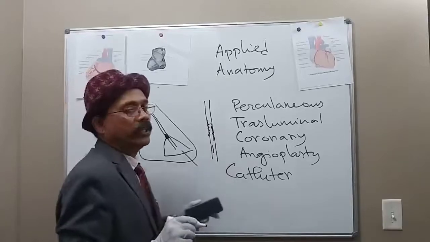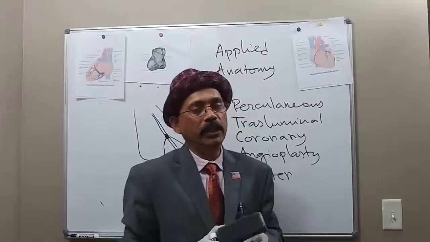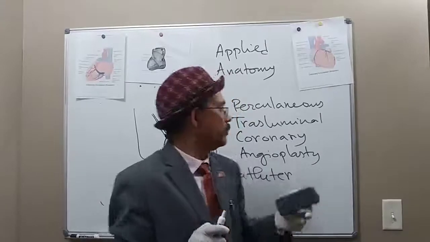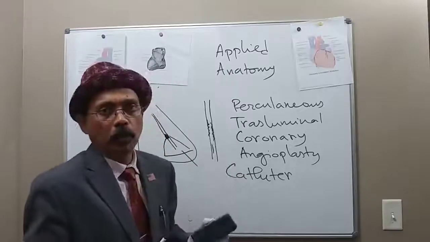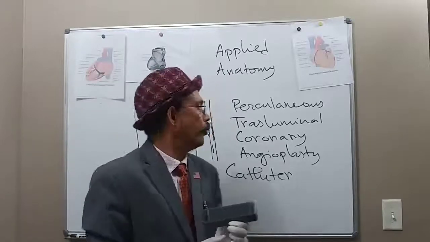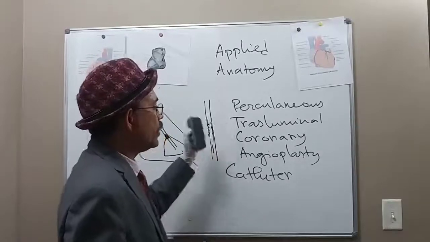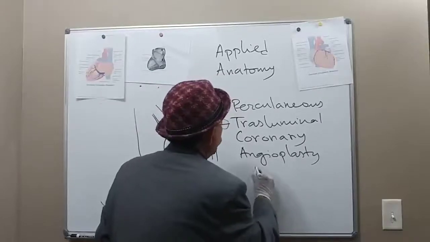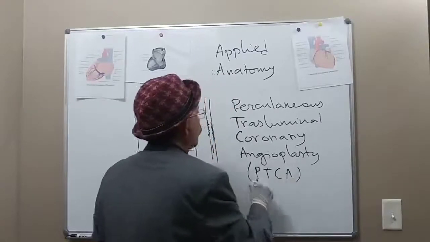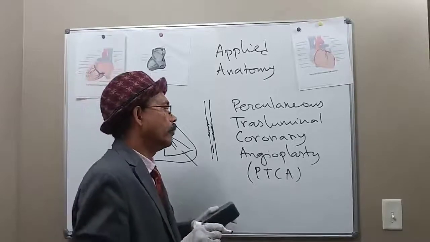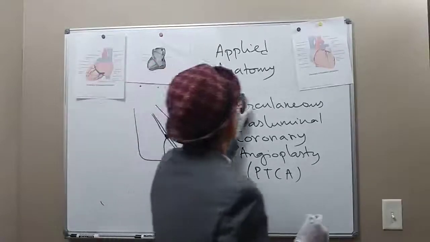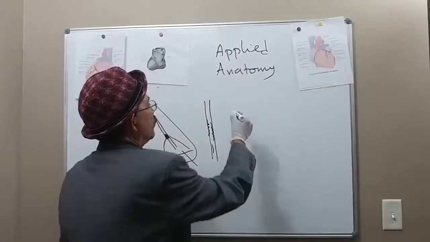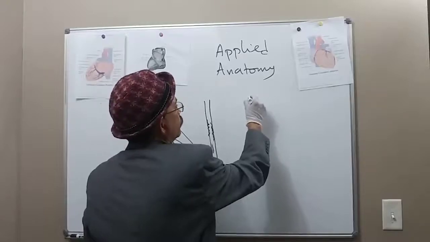They may also inject some type of medication there, thrombokinase, or use some type of device to take out the clot. So that is one way. That is PTCA, done by catheter: percutaneous transluminal coronary angioplasty.